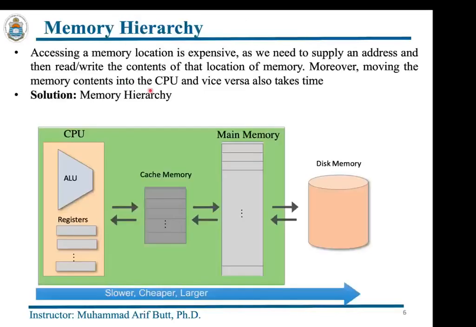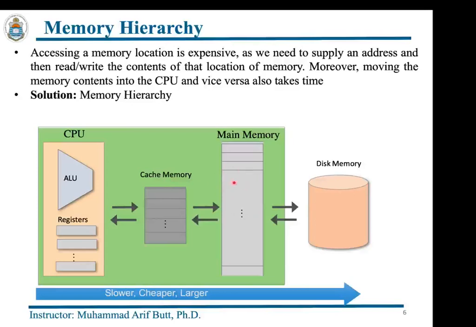Well, dear students, accessing a memory location is expensive, as we need to supply an address and then read or write the contents of that location of memory. Moreover, moving the memory contents into the CPU and vice versa also takes time. So the solution is memory hierarchy. So instead of having a single main memory over here, we have a small piece of memory called registers inside the CPU. We have the cache memory, and beyond the main memory, we have the disk as well.